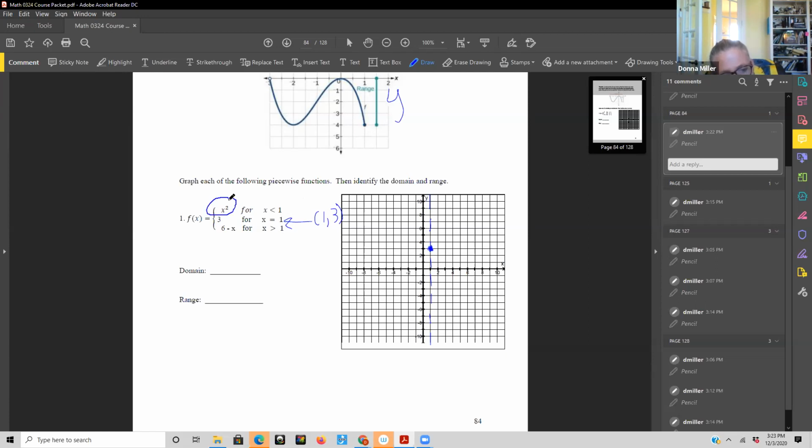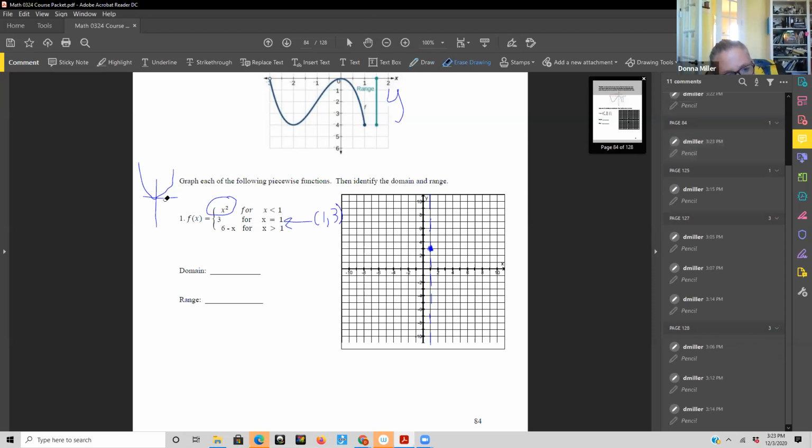All right, so the other piece. This is not a line anymore. It's a parabola, so I should see something like a parabola. Just to remind you, x squared might look like this. And for x less than 1, I'm going to stop at 1. So wherever x equals 1 is, I'm just going to erase that part of the graph, and I should see something that looks like that.